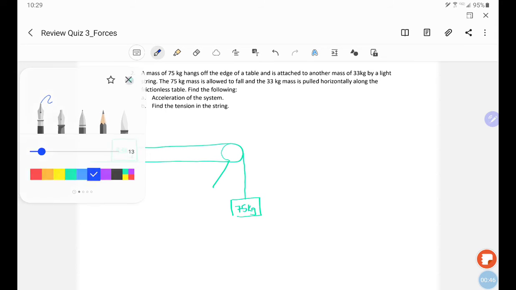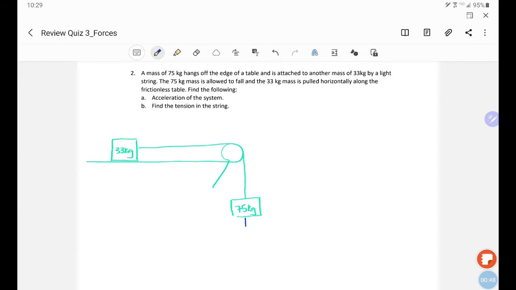From there, let's put our forces. So we have Fg1. We have tension here, Fg2, and normal force. There is no friction.